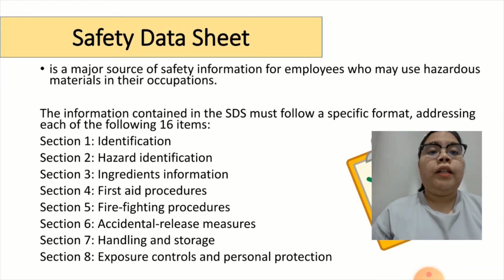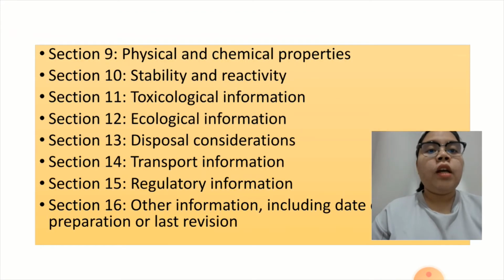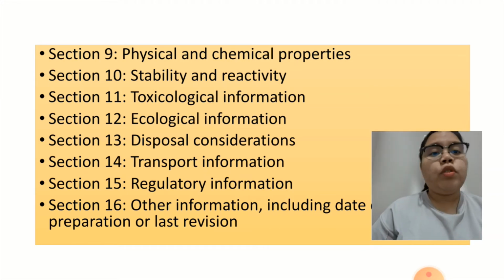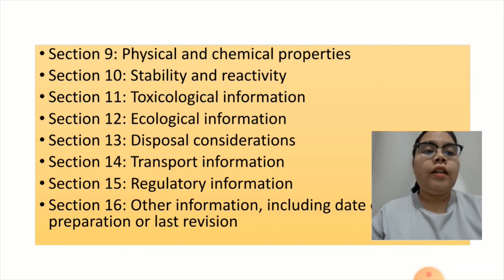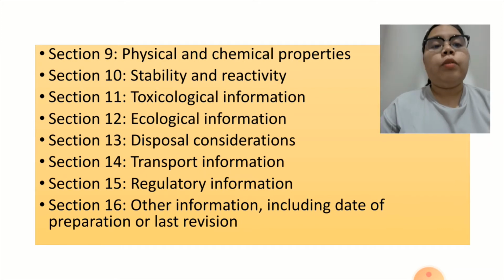The following are the identification, the hazard identification, ingredients information, first aid procedures, firefighting procedures, accidental release measures, handling and storage, exposure controls and personal protection, physical and chemical properties, stability and reactivity, toxicological information, ecological information, disposal considerations, transport information, regulatory information, and lastly, the other information including date of preparation or last revision.